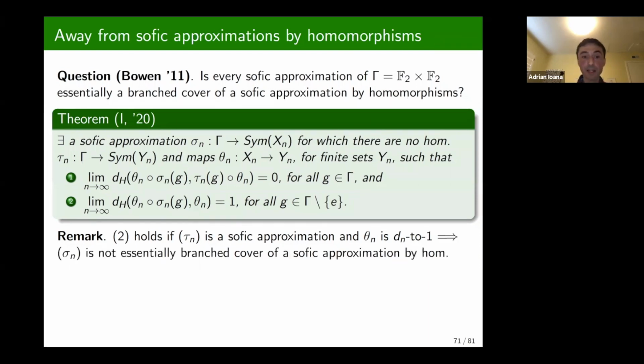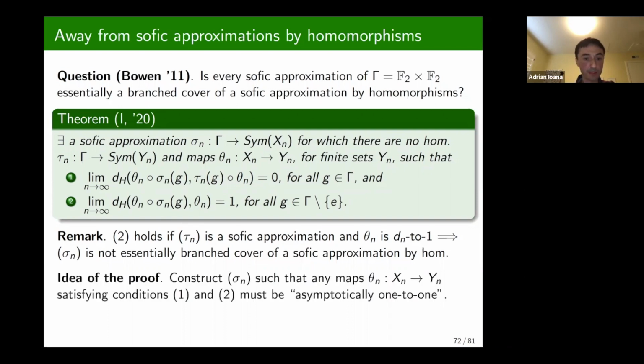So sigma n is not essentially a branch cover of a Sophic approximation by homomorphism. So this is the answer to Luis's question: it is negative. And what is the idea of the proof?